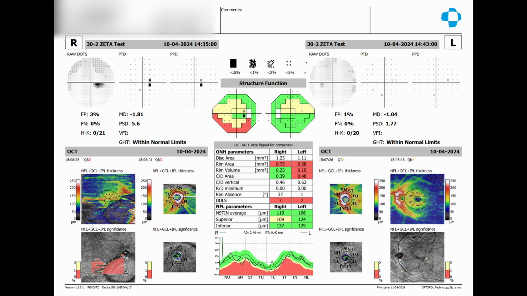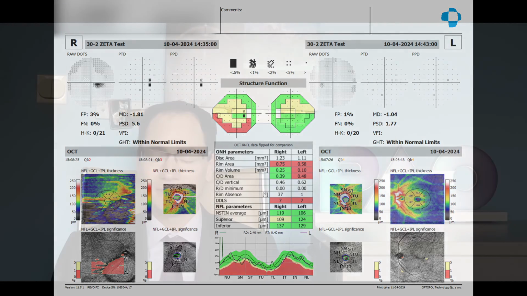Plus you have all these nice features like the ability to combine the Fundus Photo, the ability to combine it with the OCT, and the fact that it has so many different testing strategies makes it a perfect machine for testing visual field.